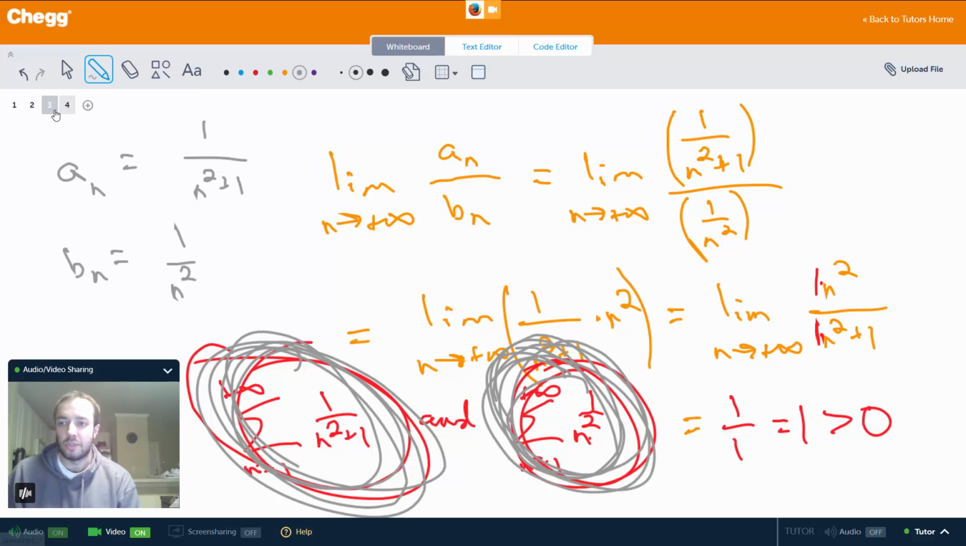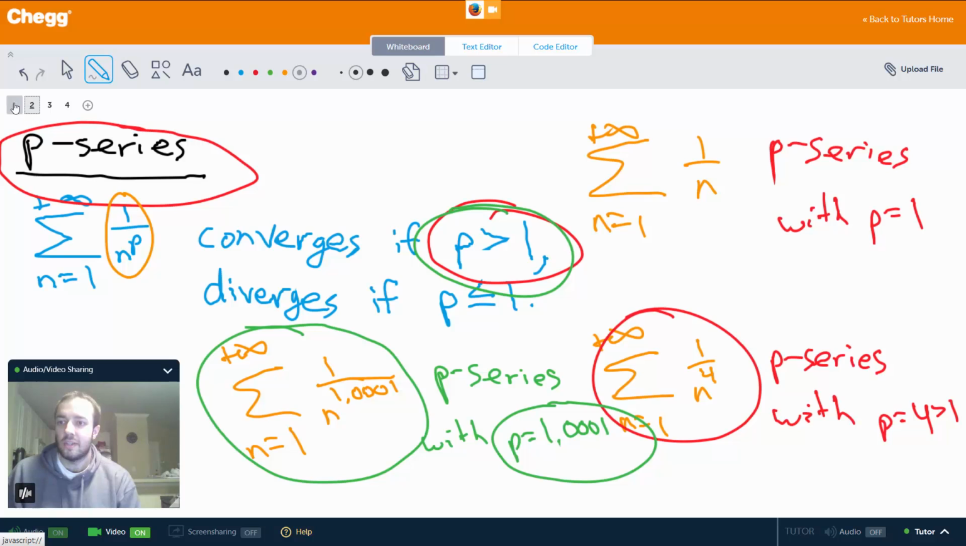Okay, so that's an example of using the limit comparison test along with P series and the nth term test for divergence.